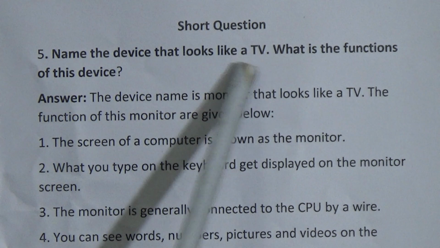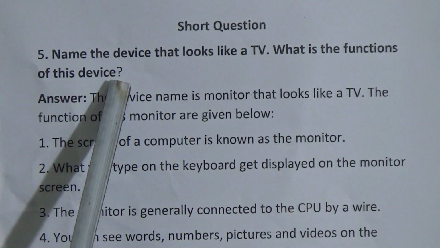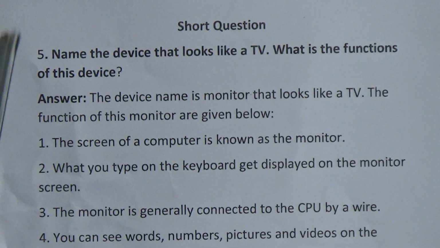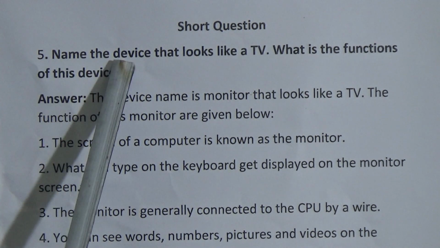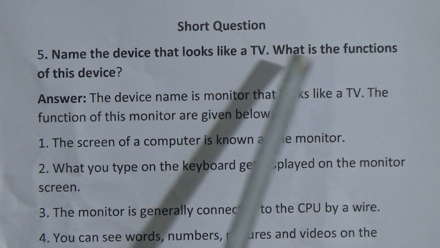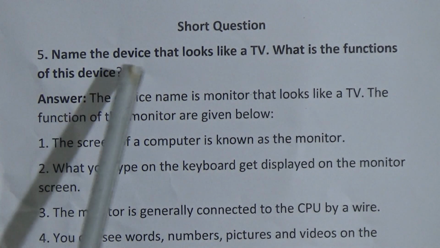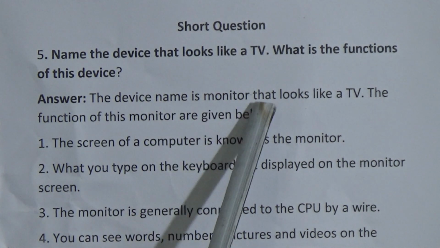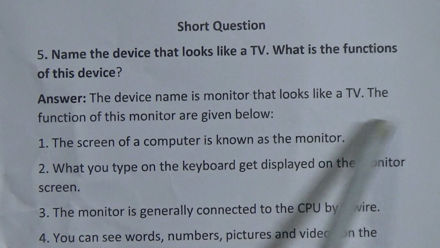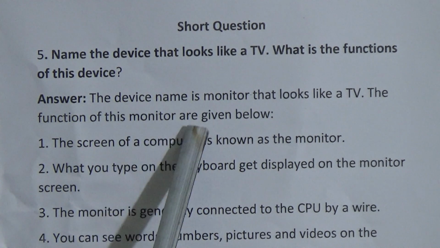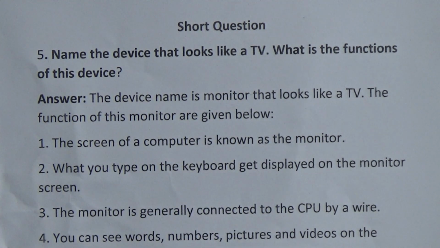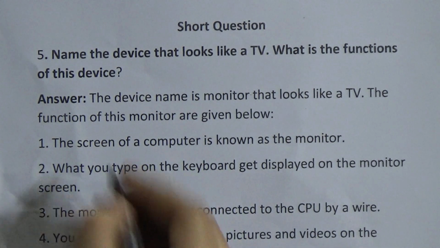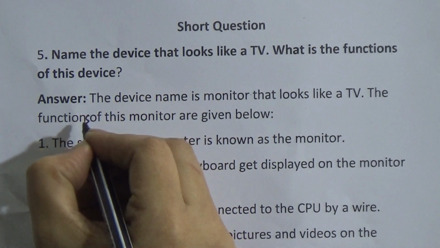So look at the board. Our question number 5: name the device that looks like a TV. What are the functions of this device? The answer will be: the device name is monitor that looks like a TV. The functions of this monitor are given below. The functions of this monitor, you can add S.